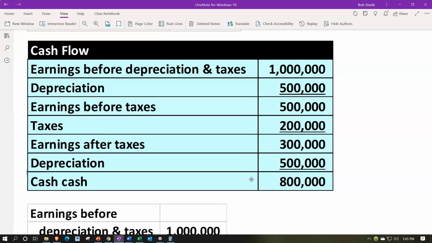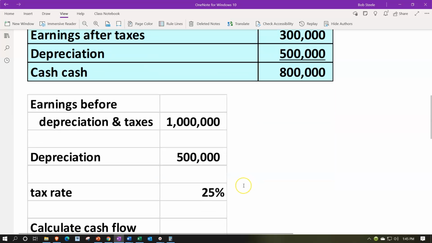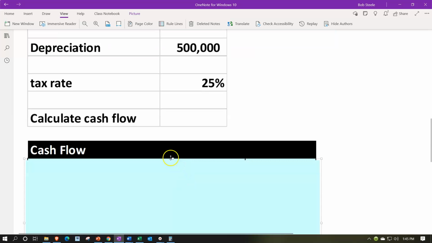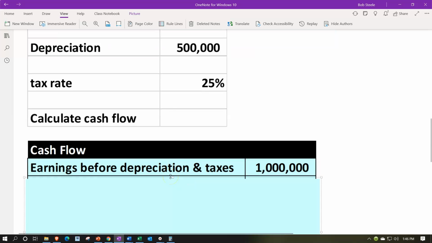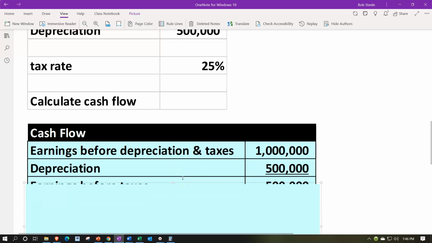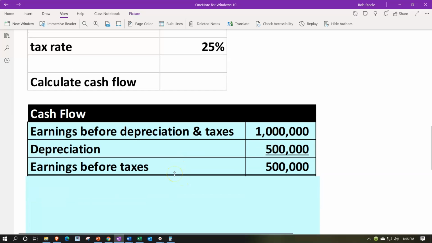So now let's do that same kind of analysis, but let's say the tax rate is only 25% just to get a feel for what the impact is with relation to the taxes on our cash flow for this depreciation item. So we'll do the same kind of thing here. We're going to say it starts off with the earnings before taxes, the $1 million. Then we're going to subtract out the depreciation. This was before taxes and depreciation. That's going to give us the 500,000.